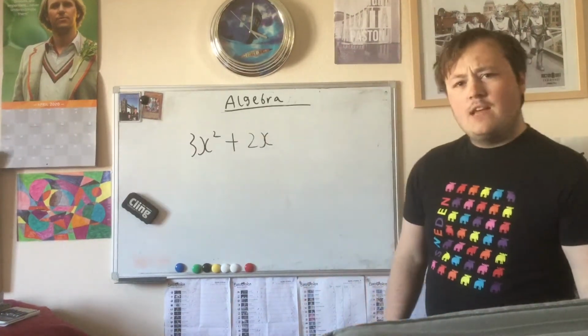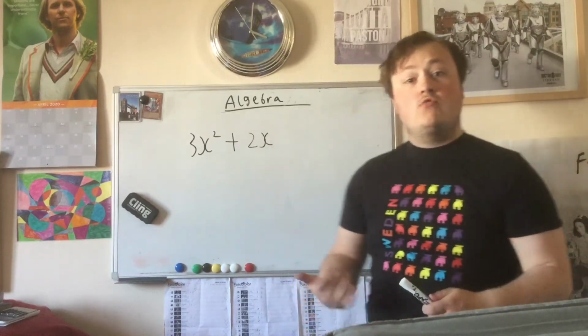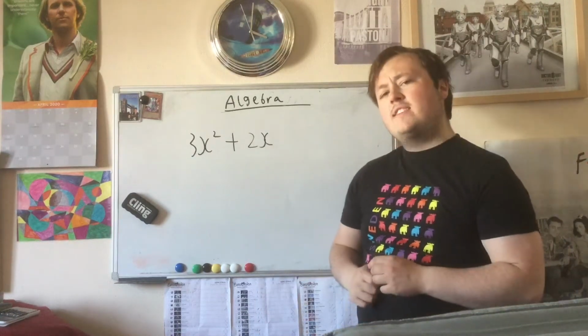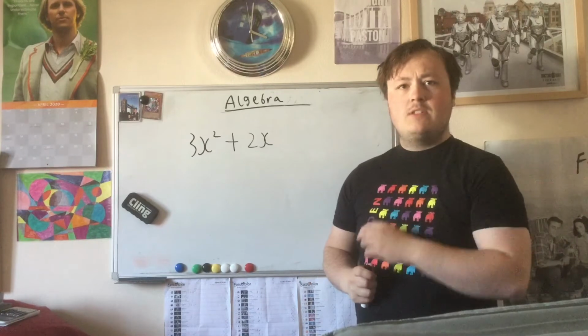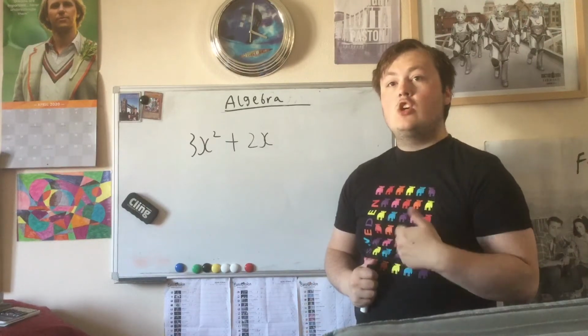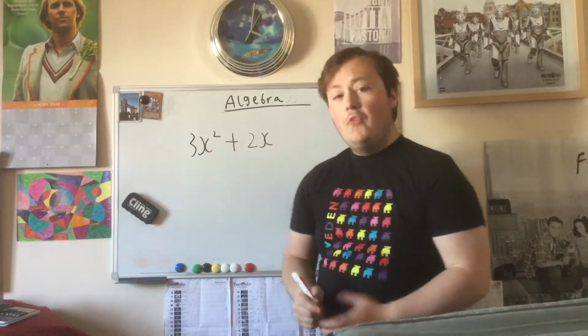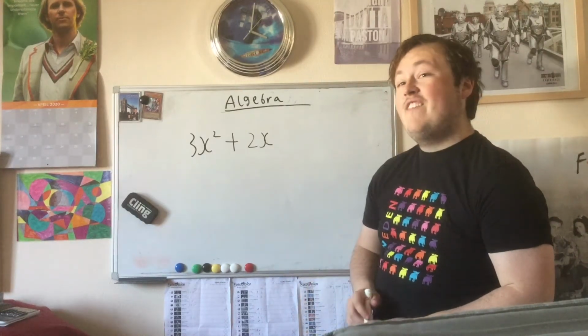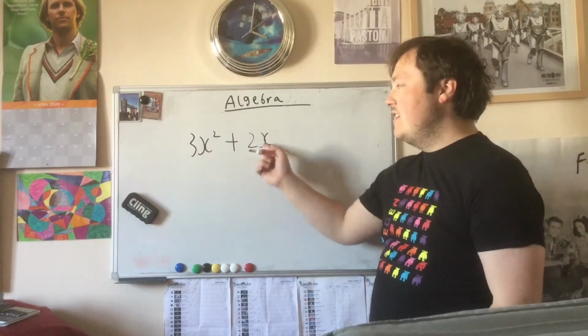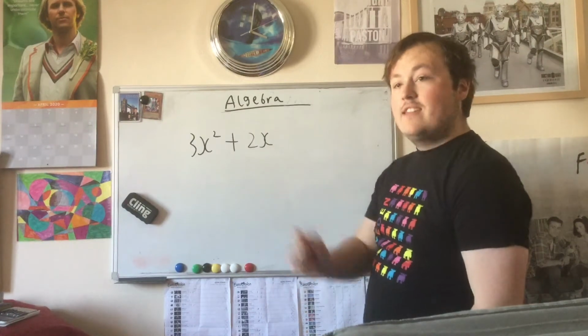So how does that involve quadratic equations? Well, let's try one like this. We have 3x squared plus 2x. And I want to find what do both of these have in common so we can factorise them. So, what do they have in common? Well, they both have x's in them. They both have an x here and an x here. So we take that x out.